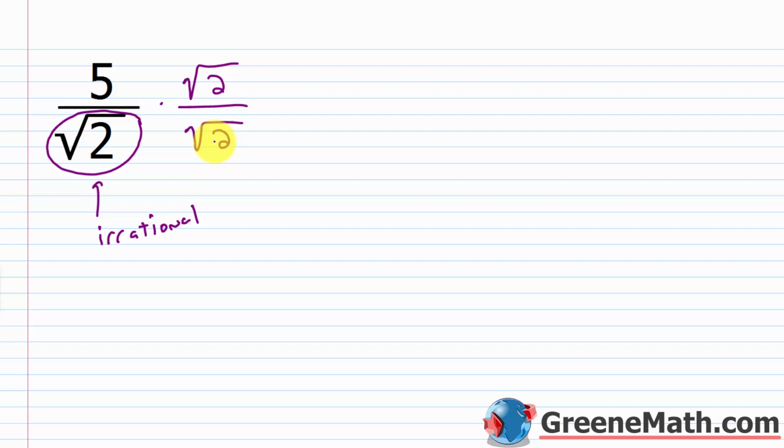I can always multiply by 1, and I leave my number unchanged. So I'm not doing anything illegal. In the numerator, 5 times square root of 2 is just 5 times square root of 2. Nothing fancy there. In the denominator, what's going to happen is square root of 2 times square root of 2 is the square root of 2 squared, or the square root of 2 times 2, which is just going to be 2, right? It's the square root of 4, which is 2.